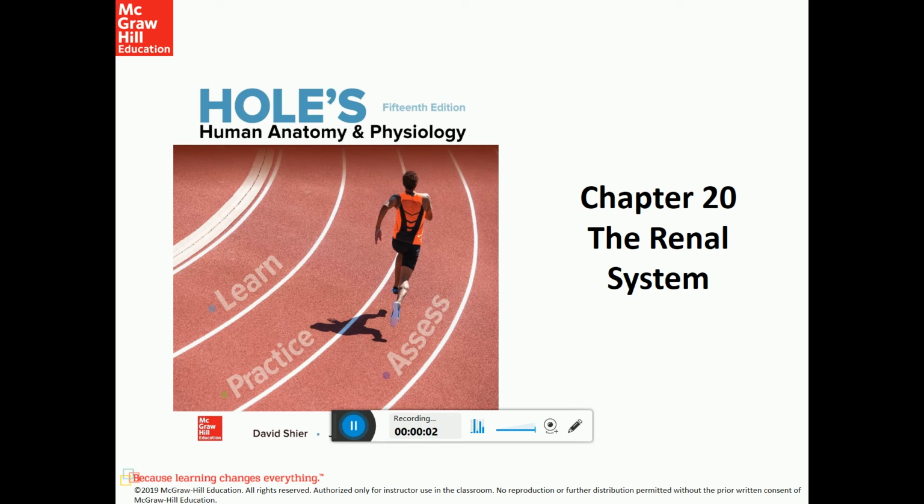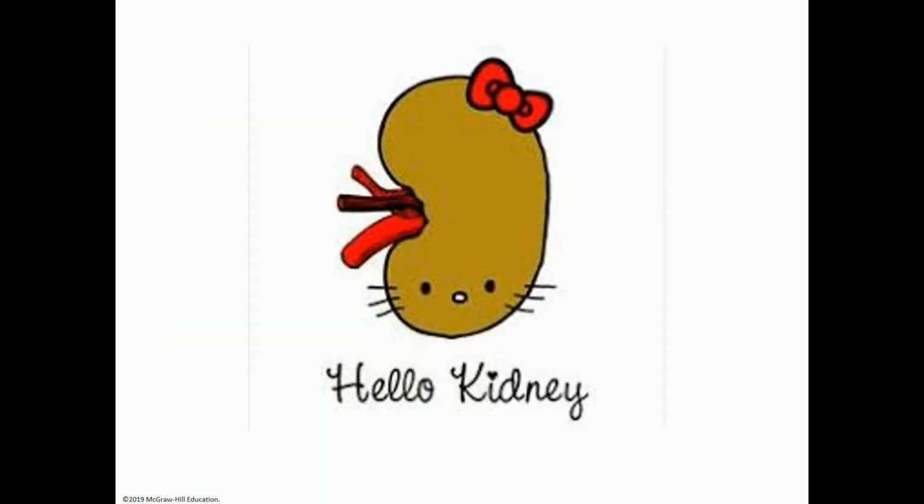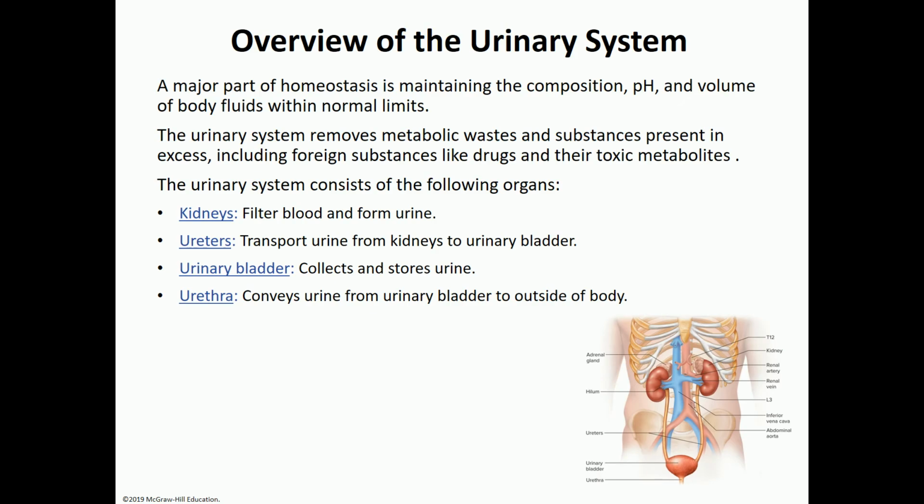Now in Chapter 20, we'll be discussing the renal system. First, a little introduction on an overview of what the urinary system does. It is not just a system that makes urine, although that is the main function, but in making urine, it really plays a very important role in the homeostasis of our blood pressure, the pH, and the overall composition, maintaining how much water, how much salt, and so on are found in our body fluids.